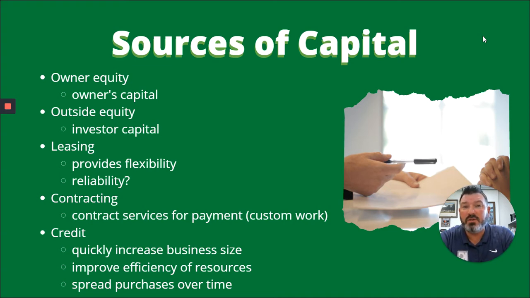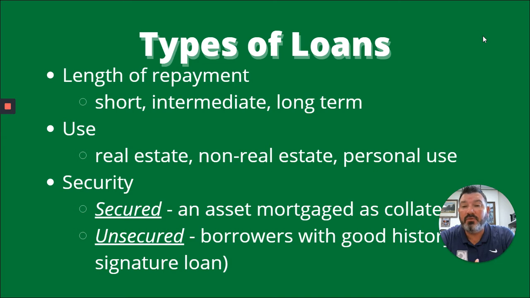And you can spread your purchases over time a little bit. You don't have to lay out all that money all at one time. Moving on, if we talk about types of loans, you can look at length of repayment loans, whether it's a short, intermediate, or long-term loan. Like a short-term repayment loan would be a line of credit or something of that nature. An intermediate-term loan might be a car loan, and of course, a long-term loan, the greatest example, is a mortgage.